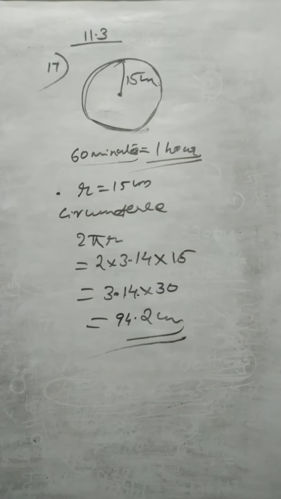I think this is enough for you to understand how to find the circumference and area of a circle. What is the relation? How can we solve the questions related to the circle? Clear? Thank you.